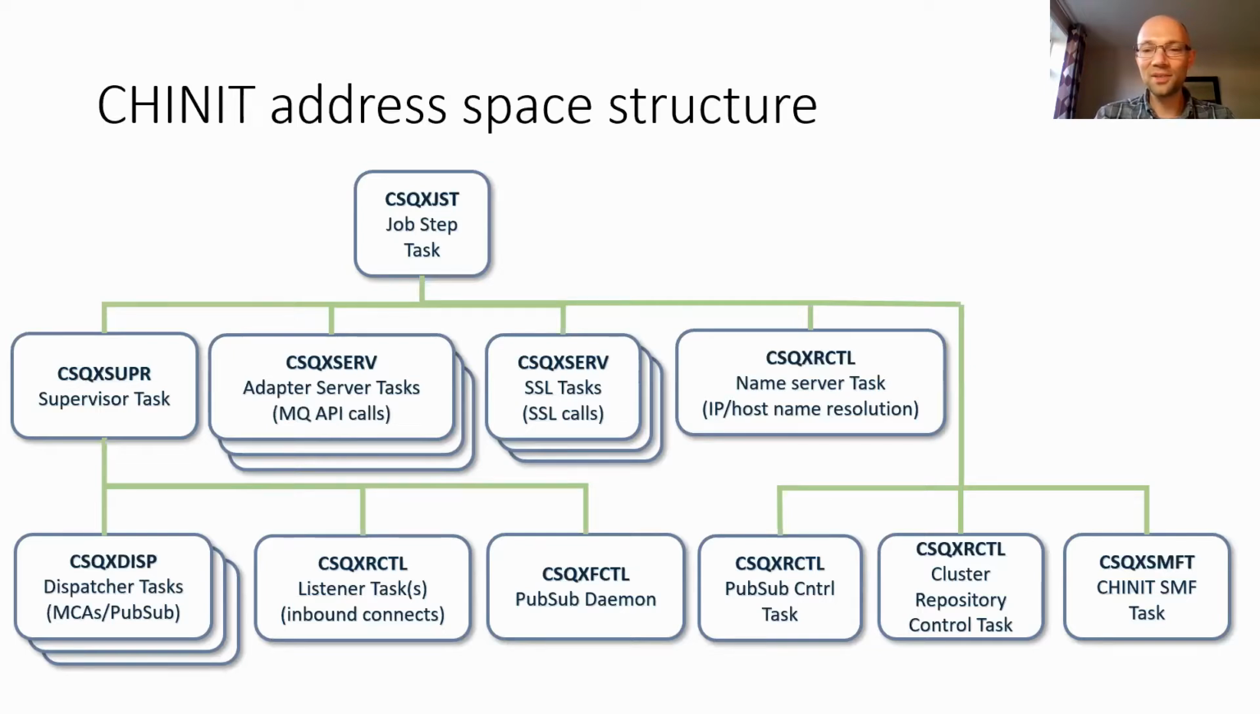So an example of some of the other tasks in the channel initiator: you have the adapter tasks. These are the tasks that perform all the MQI calls on behalf of the channel initiator. So if a channel needs to put a message to a queue, for example, because a message has just arrived over a channel, then the dispatcher task that is running that channel will call an adapter task in order to do that MQ put.